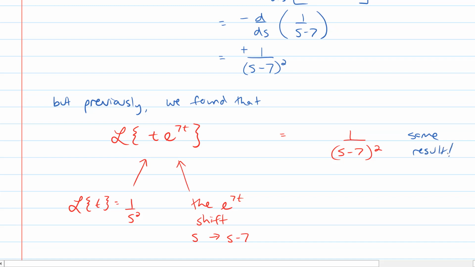You can consider t e to the 7t either as just t but then shifted, or you can consider it to be e to the 7t and then taking the derivative.